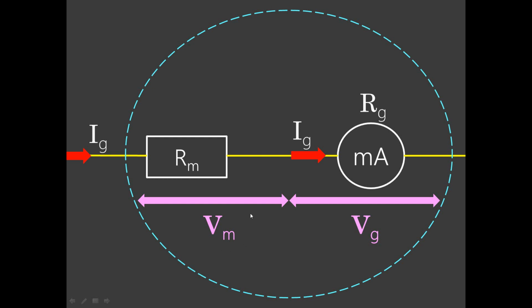There is the VM, which is the voltage across, or the PD across the multiplier, and there is the PD across the galvanometer. Now remember, in this case, the same current will flow through, because they are in series. That means the same current flows through both of them, since they are in series.